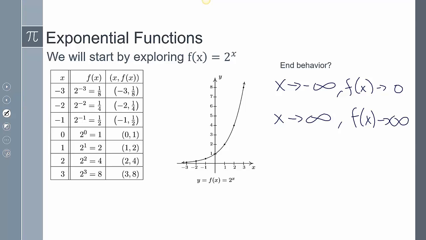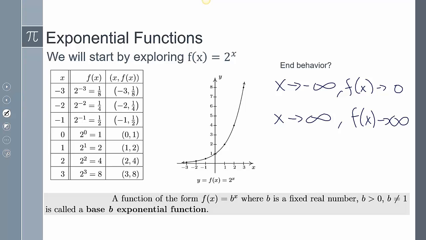And so these are some of the unique features that you're going to see with a lot of these exponential functions: in one direction my y will approach an asymptote, and in the other direction my y is going to go up to infinity. And so we can define it, and we can say that a function in the form f of x equals b to the x power, where b is a fixed number greater than 0, is called a base b exponential function. So this is an example of our exponential function, and this is the definition of what our exponential function is.